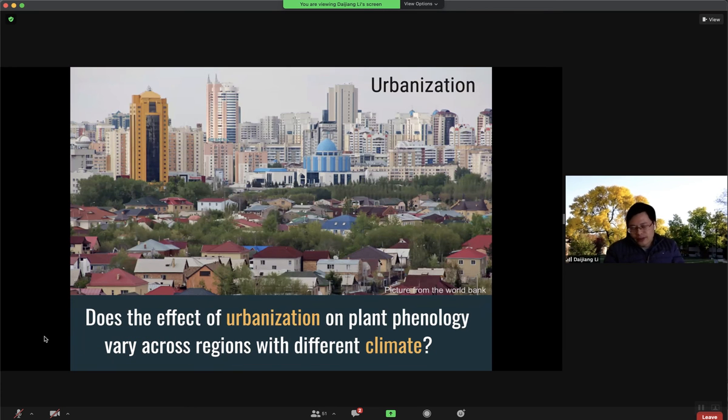But previously, most of such studies either focused on a couple of cities or just a handful of species. So what the general trend of how urbanization affects phenology is still unknown. And previous large scale studies about urbanization on phenology mostly focused on remote sensing data, which only gives us vegetative phenology across the canopy, so we cannot look at species specific responses. So whether the effect of urbanization on plant phenology varies across regions with different climates is still unknown.